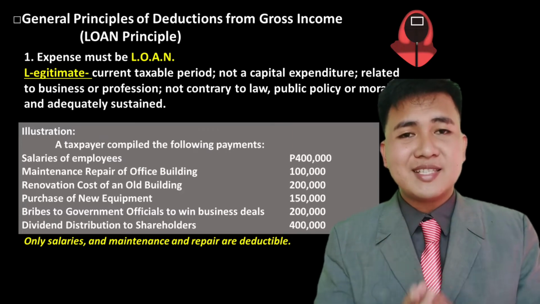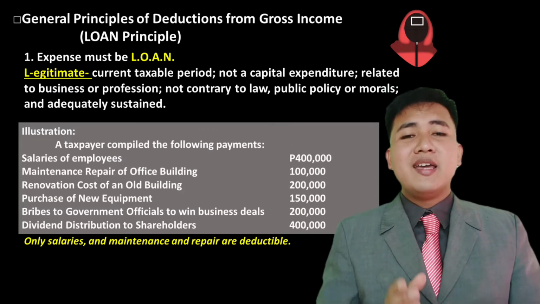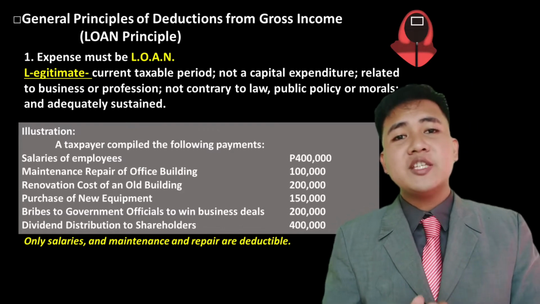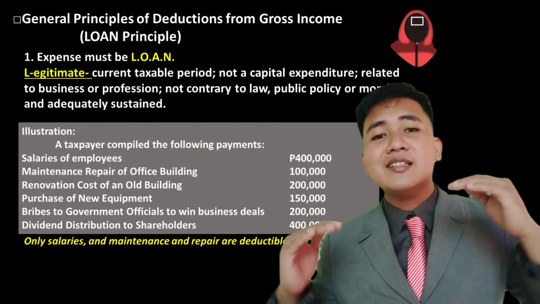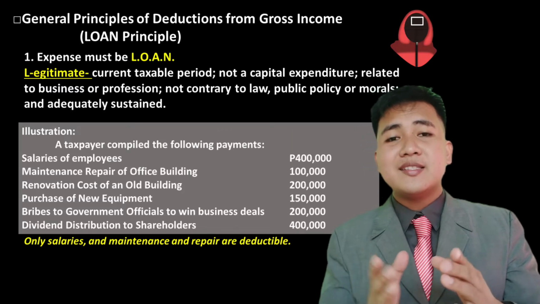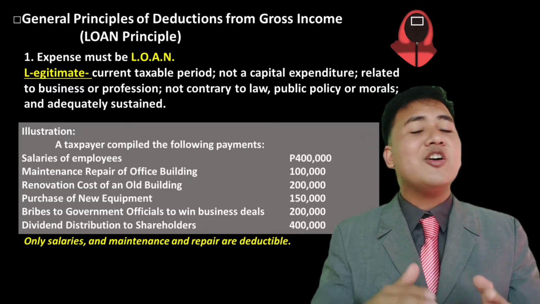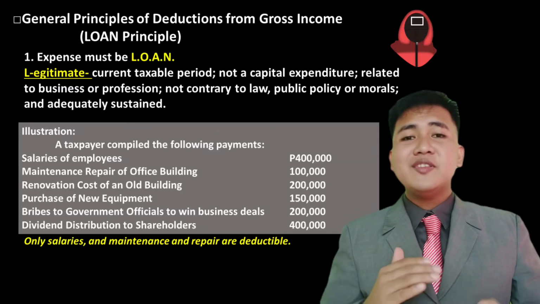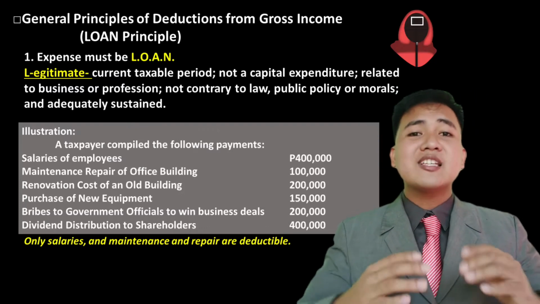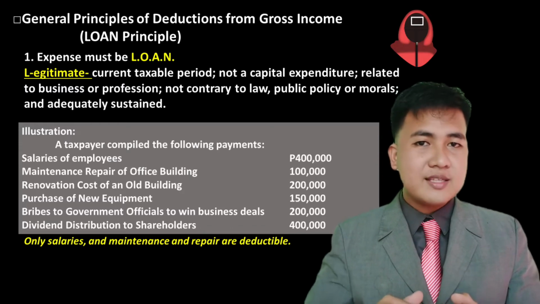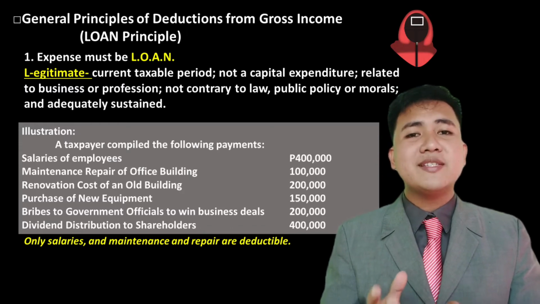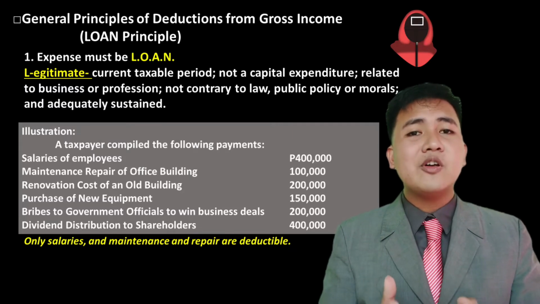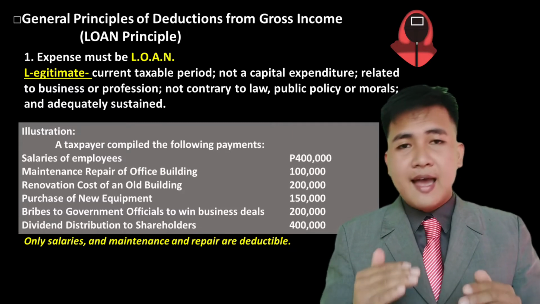Moving forward, let's discuss legitimate, or the letter L. Here, it considers some characteristics. First of which, should the expense be incurred in the current taxable period? Yes, it says here that it should be the current period and not previous periods or future time. Another, it should not be a capital expenditure, meaning the expense should not form part of the funds used in acquiring a PPE or those other directly attributable costs that are capitalizable upon acquisition of an asset.